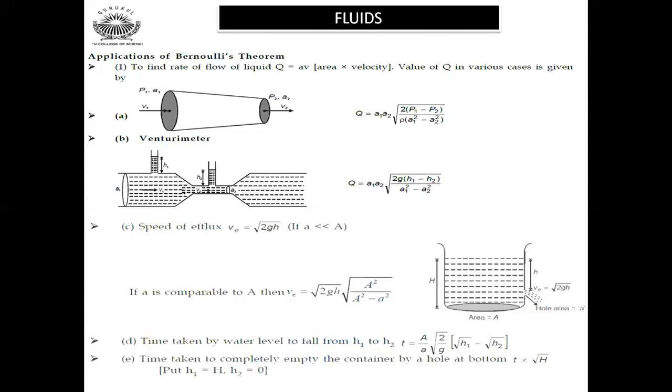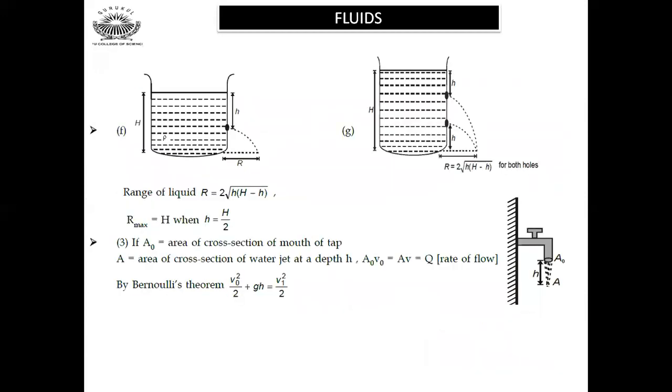So time taken to completely empty the container by a hole at the bottom will be T proportional to root H. So put H1 equals to capital H and H2 equals to 0. So range of the liquid, R, will be equal to 2 into root of small h into (capital H minus h), and R max will be equal to H, when small h is equal to H by 2.